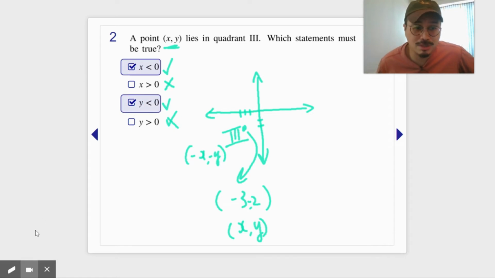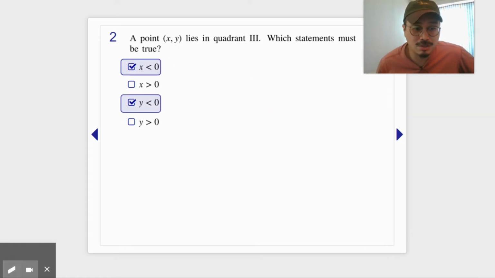So in other words, you can have more than one right answer here. Okay, I'm going to tell you now. You're going to see something like this on the quiz, and you know, you're going to have to click both of these.